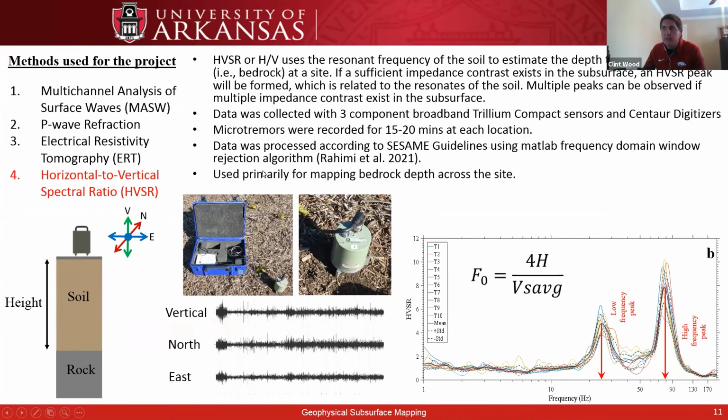But this is primarily used to map bedrock across the site, so we don't have to set up 2D arrays with this. We can have single sensors that move along the site. If you have multiple sensors, you can do multiple measurements at once. You can start to get a much broader view of what the bedrock looks like across the site, rather than a lot of 2D lines in these particular cases.